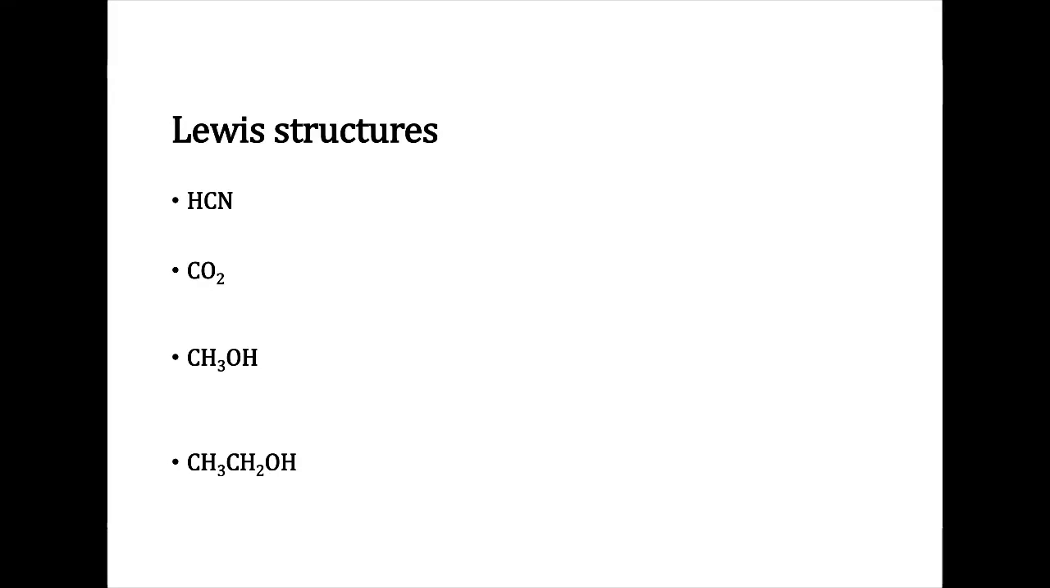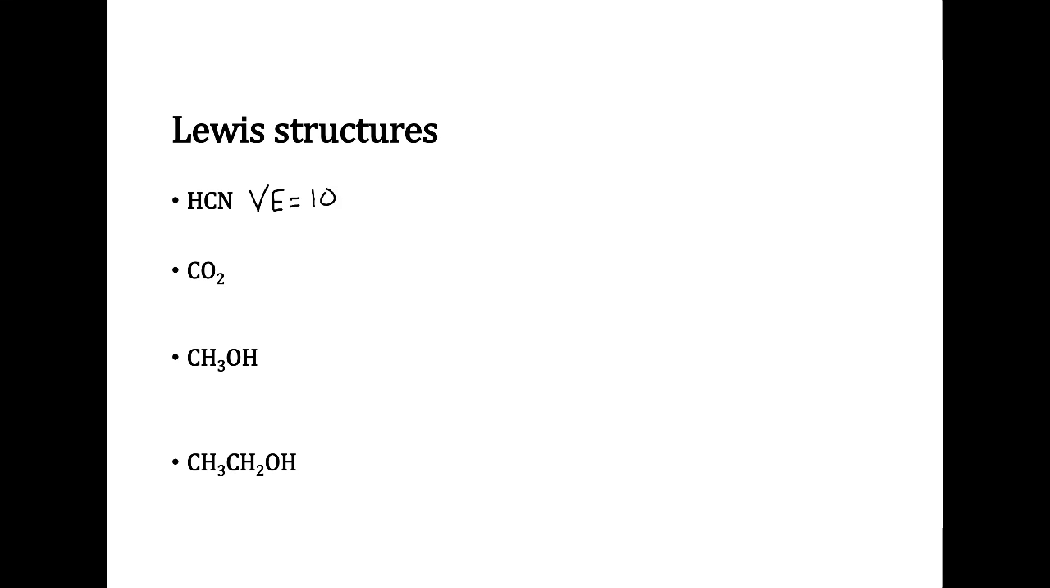All right, let's go ahead and practice the skeletal method on drawing some more Lewis structures. So let's go ahead and start with HCN. Let's start by figuring out how many valence electrons we have. Well, hydrogen has 1, carbon has 4, nitrogen has 5, so we have a total of 10 valence electrons.